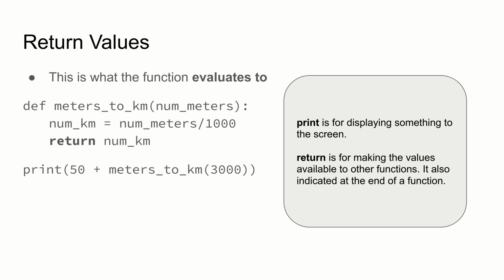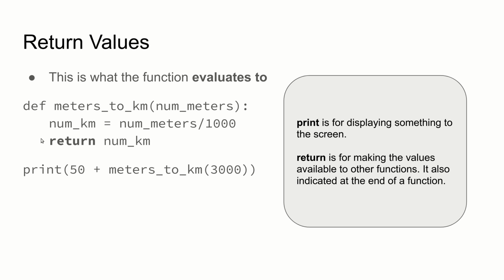In Python, the way that we indicate what the result of a function should be is by the return keyword. And then we give it some variable name or some value that we want to return as the result from our function. So here you can see I've defined a meters to kilometers function. It takes a parameter called num meters. It creates a variable called num kilometers, and it stores in it num meters divided by 1,000. Then it returns num kilometers.